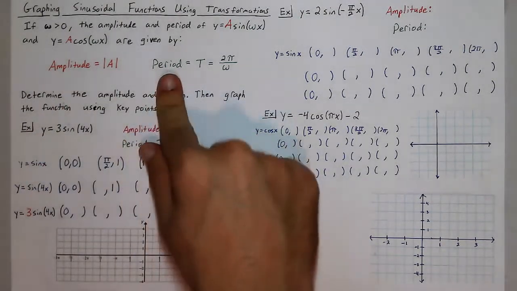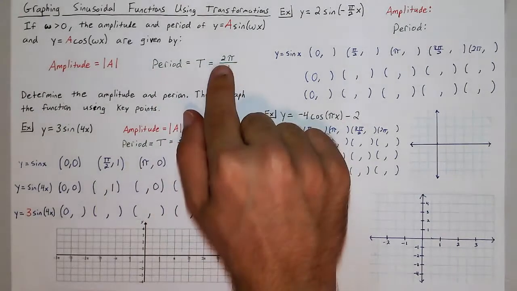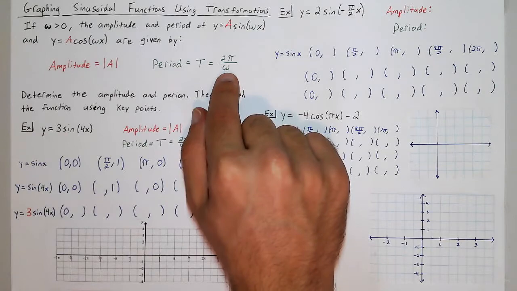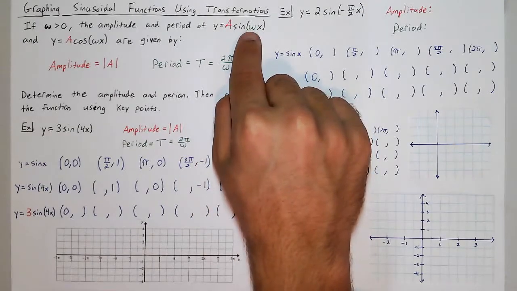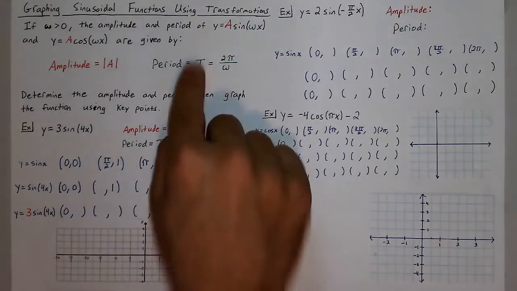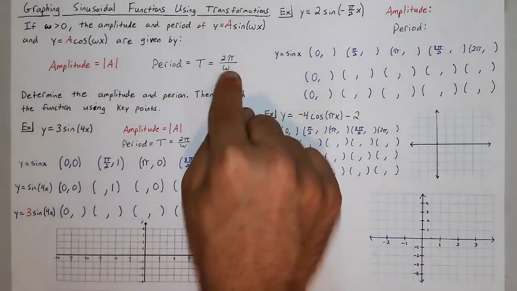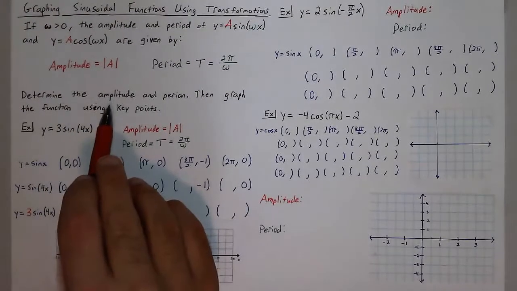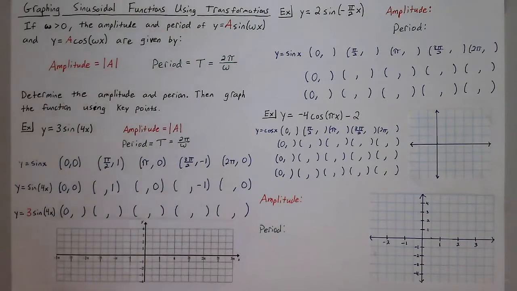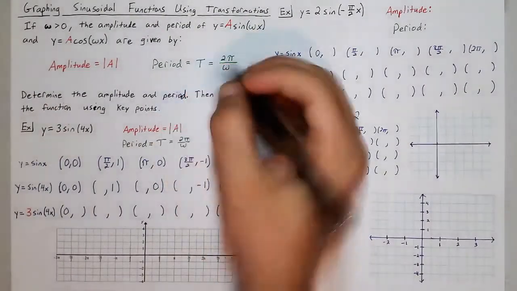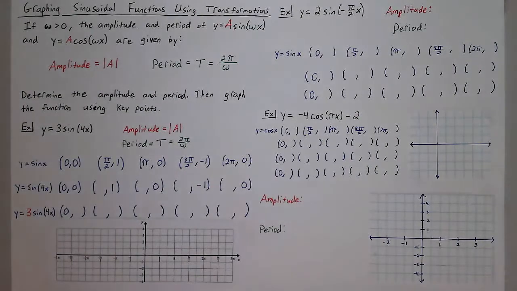And the period of the graph is typically the period of the function divided by omega, the number in front of the x value inside of the trig function. The only reason I'm putting t here is that you need to simplify this to find the period. So let's start with our first example. We're going to determine its amplitude and period first, and then we're going to graph the function using key points like I discussed in the last video.